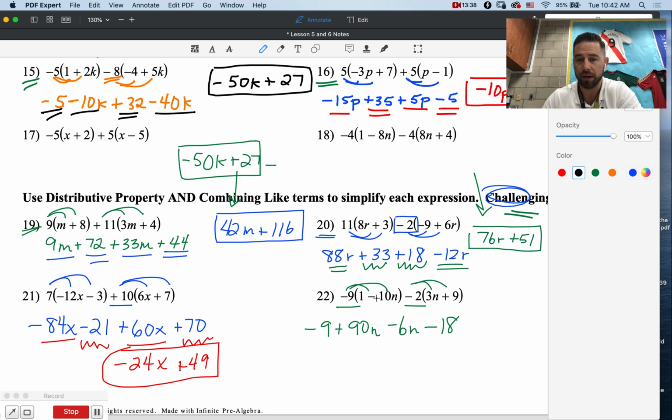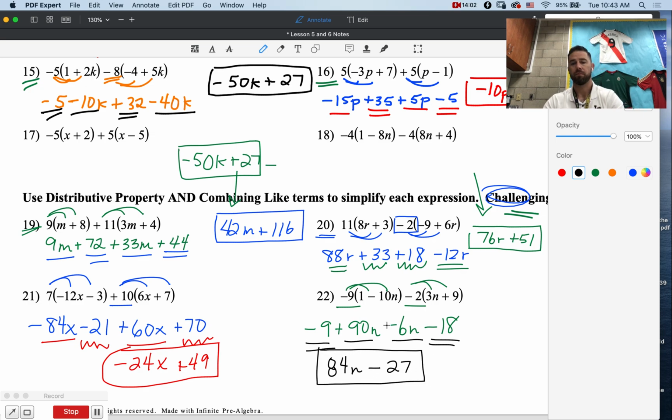Okay, let's go ahead and combine like terms. We'll do our variables first. These are my n's, these are my n's. 90 minus 6, I think is 84n. And then we have these guys right here. If you owe 9 and you owe 18, you owe 27. Boom. Okay.